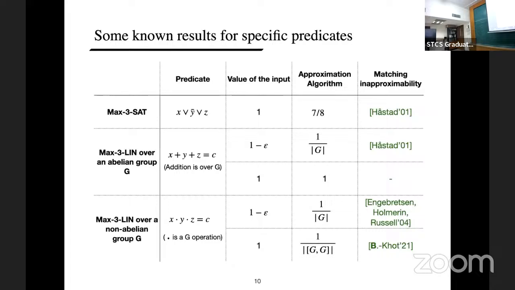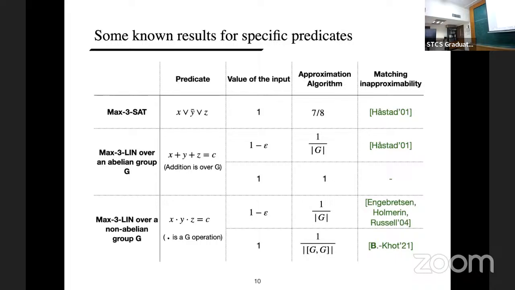There's a simple algorithm. We'll see the algorithm, and then we show the hardness. What is that number? It is the size of the commutator subgroup of the group G. This is a case where both the upper and the lower bound are not trivial. The upper bound is a folklore algorithm, and the lower bound is showing NP-hardness.